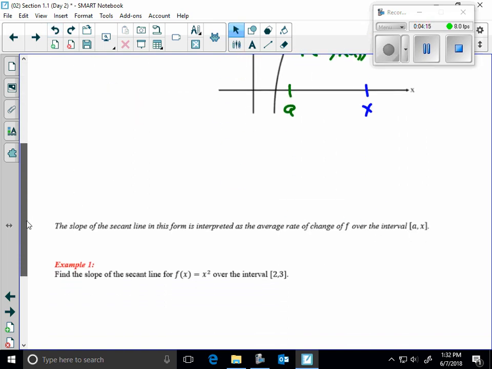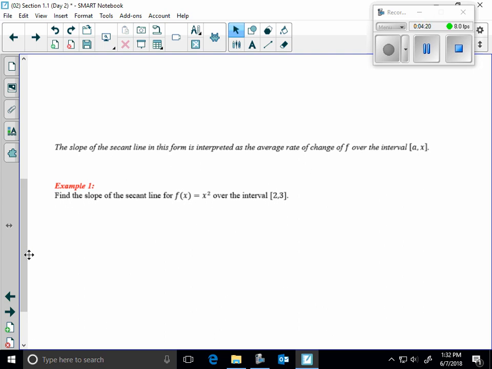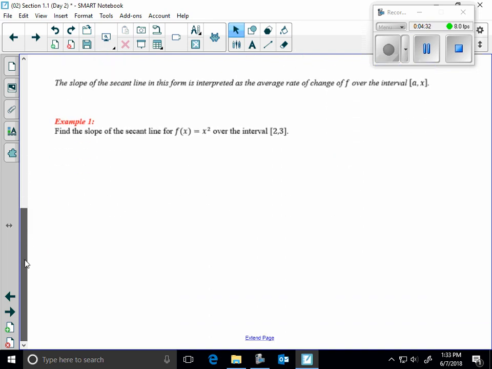Again, interpretation, the slope of the secant line in this form is interpreted as the average rate of change from a to x. So if I were to draw a segment from point P to point Q, the slope of that is the average rate of change on that interval. Okay, so let's find the slope of the secant line for f of x equals x squared over this interval from 2 to 3.